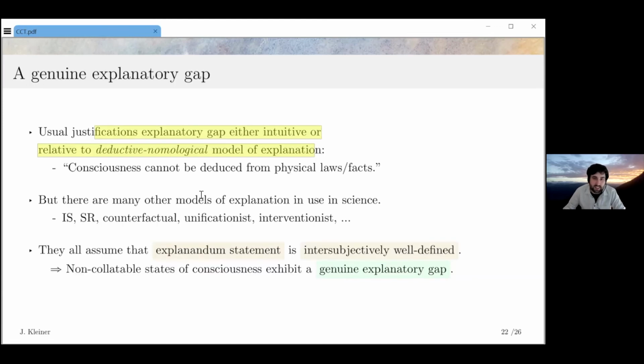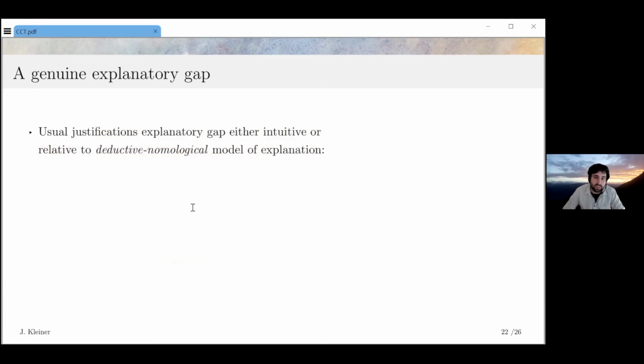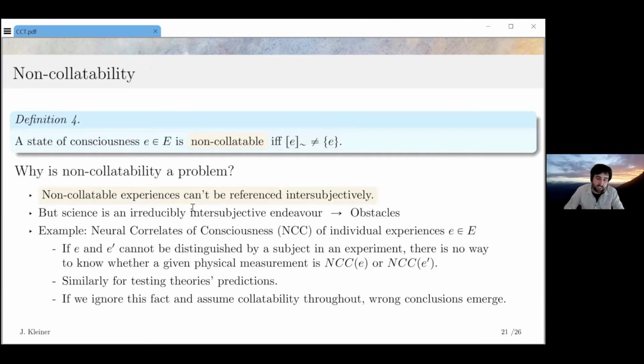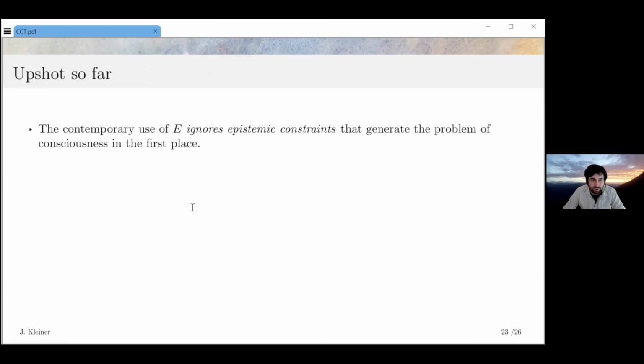So that's just this slide. That's again to motivate that non-collatable states of consciousness are the ones we should actually be looking at. And if we do that, we can see clearly where the contemporary scientific methodology runs into a problem. Okay, what's the upshot of the previous slides? And I should say, all of this is expounded in much more detail in my mathematical models of consciousness paper. Okay, what's the upshot so far of the second part of the talk?